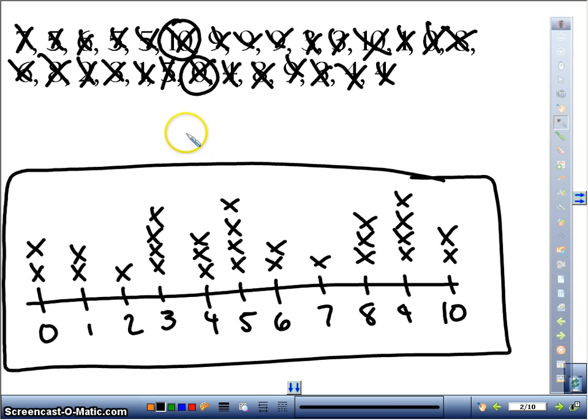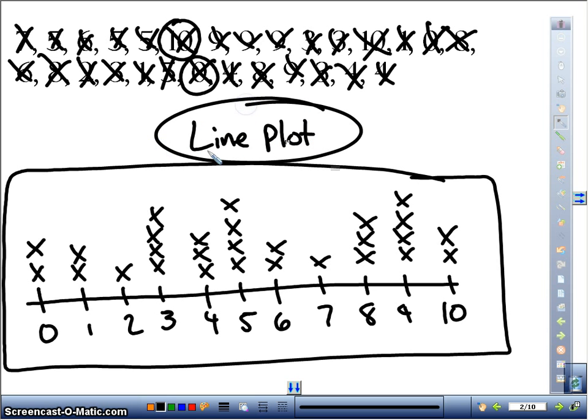Once again, this one is called a line plot. Okay, so that's it. Whenever it asks for a line plot, that's where you put the number line, and then go ahead and put the X's up above the number line. There is no key needed for this. There will be a key needed for the stem and leaf plot, which we're going to do right now.